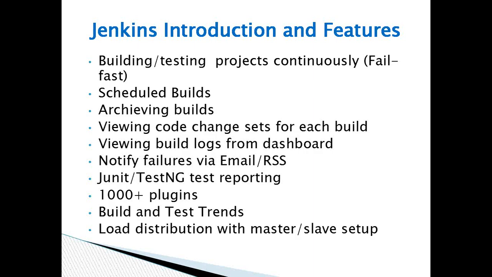To distribute the load to different machines, we can set up the master slave model. One Jenkins installation acts as a master, and it can make all other available systems slaves and distribute the builds to those slaves so that you can get a faster response.